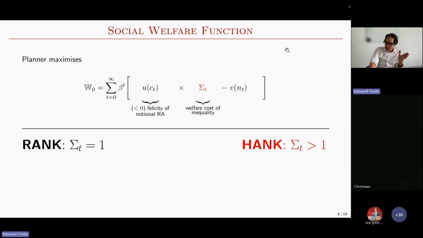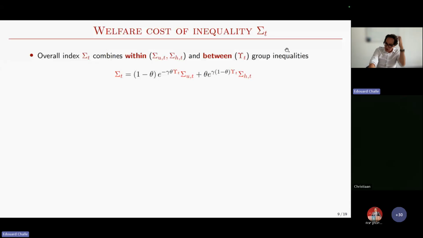Now, as you remember, we have two sources of heterogeneity: ex ante, between unconstrained and hand-to-mouth, and ex post, due to idiosyncratic shocks. So this big inequality index, or cost of inequality index, big sigma, you can break it down into different terms. Some terms capture inequality within groups, so within the group of unconstrained and within the group of constrained households.